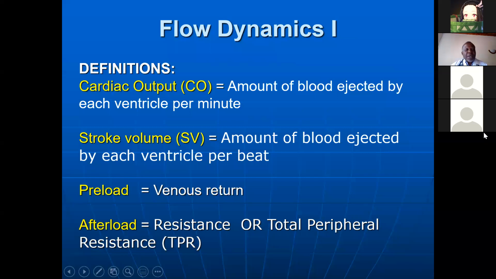We'll begin by looking at cardiac output, which is defined as the amount of blood ejected by each ventricle per minute. Please note what the definition is, because examiners love to ask this question.